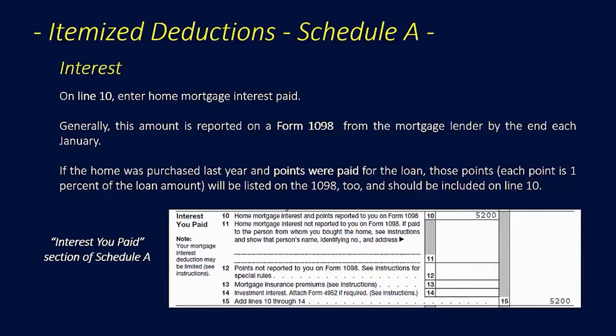Generally, this amount is reported on a Form 1098 that comes from the mortgage lender at the end of each January. If the home was purchased last year and points were paid for the loan, those points, typically each point is 1% of the loan amount, will be listed on the 1098 as well, and it should be included on line 10.